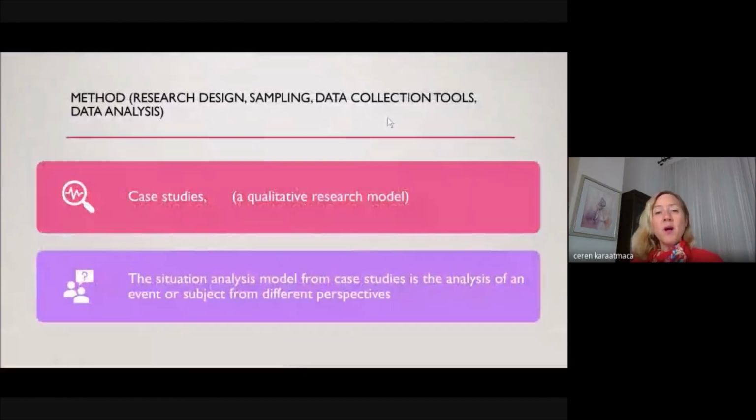So when we come to the method part, first of all, about the research design, it's a qualitative research model, a case study, and also a situation analysis model from case studies, and it's the analysis of an event or subject from different perspectives. So when we talk about different perspectives in this case, as I said, we are checking first from the association perspective and the members of that association.